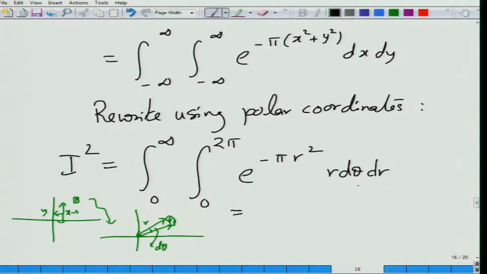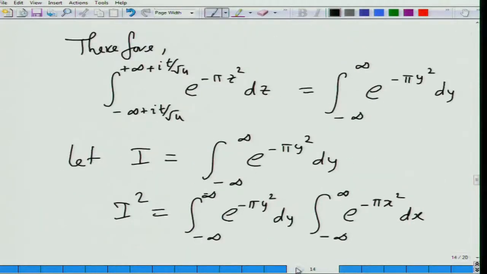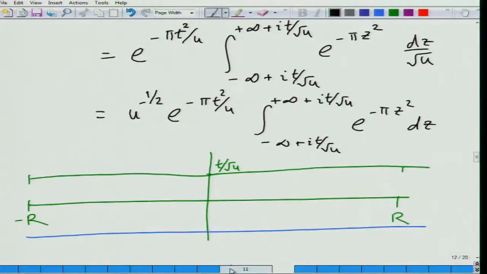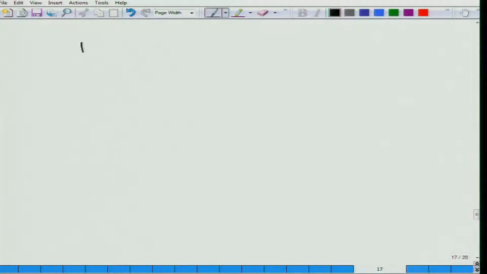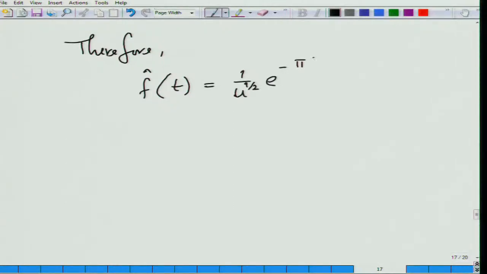Okay, and now you see that because there is no d theta, you get 2 pi here, 0 to infinity e to the minus pi r square r dr. And this you integrate, you get 1. Integrating this is pretty straightforward. Just do a k equals r square and just integrate. Okay, so now going back to where we started from, what did we get? We have now shown that this integral is 1 and therefore, my Fourier transform f hat of t is equal to 1 over square root u e to the minus pi t square by u.